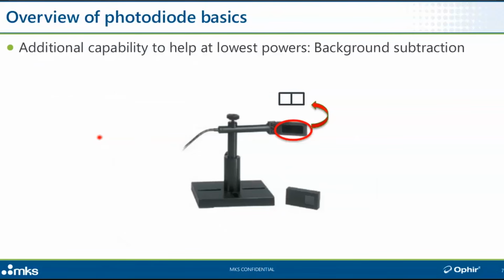Another trick that we add to some of our photodiode sensor models, at Ophir at least, to help when we're working at those lowest powers, is background subtraction. If you're measuring, in some scientific application, a couple of nanowatts in a darkened lab, and a little bit of light is seeping in through the crack under the door, that little bit of light could very conceivably be significant relative to the nanowatts that you're trying to measure.